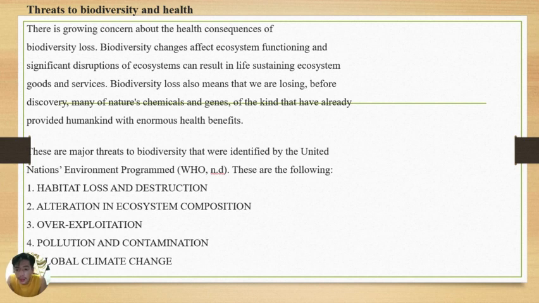Next is alteration in ecosystem composition. Alteration of ecosystem structure can occur whenever an action changes the species composition of an area. A wetland that changed from 8% to 20% cattails serves as an example of a changed ecosystem composition and structure.